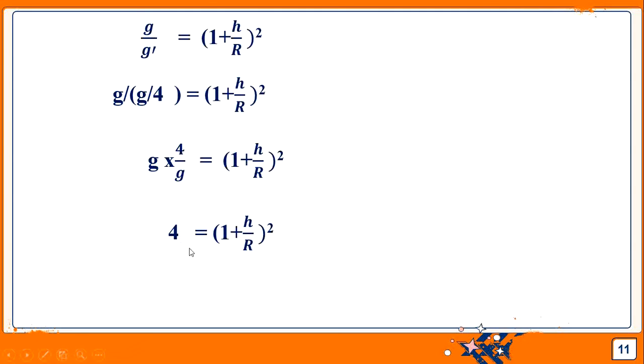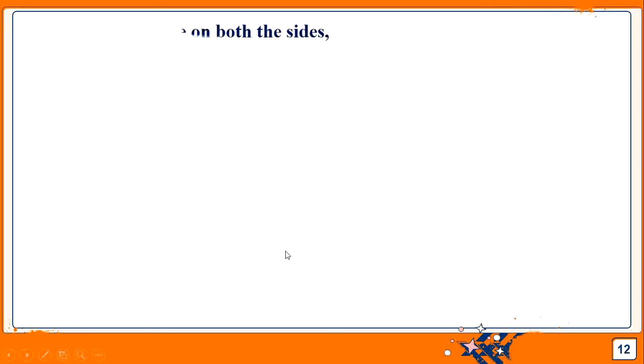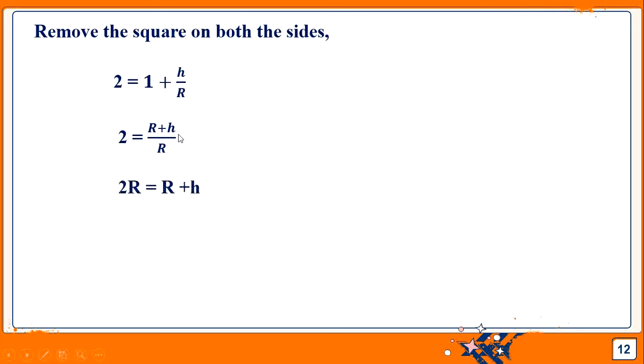Now we have to write this 4 as a square. So 2 squared is equal to 1 plus h by R whole square. Why here we have to write it in square? Because then only it is easy for you to cancel the square on both sides. So here we have to remove the square on both sides. So the value becomes 2 is equal to 1 plus h by R. Now 2 is equal to R into 1, R plus h by R. So 2R is equal to R plus h.